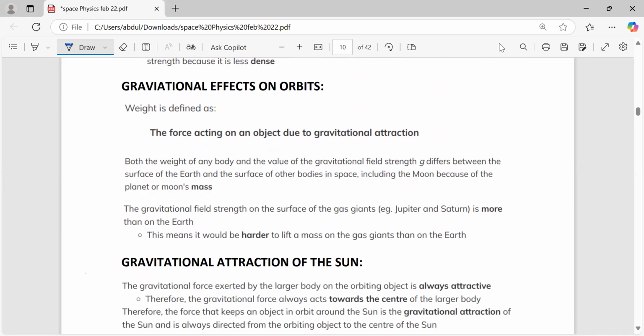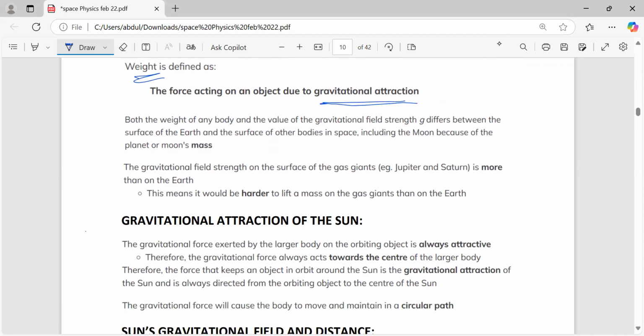The force acting on an object due to gravitational. What is weight? Weight is defined as the force due to gravity. So the force acting on an object due to gravitational attraction or gravitational field, that is weight. Not a big problem. All these things, first I thought that you should study them yourself, but let's quickly go through them.